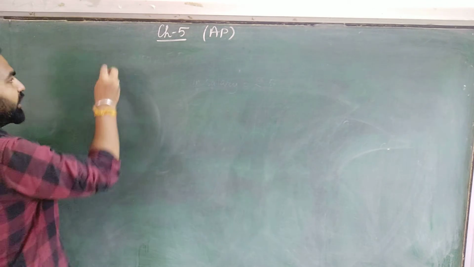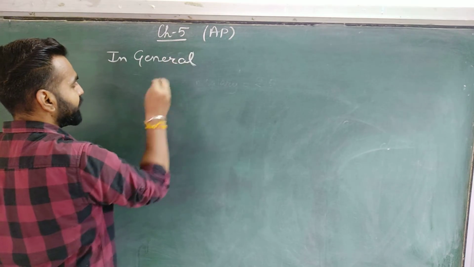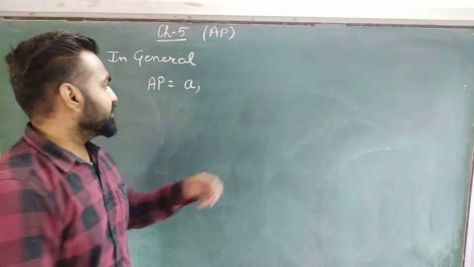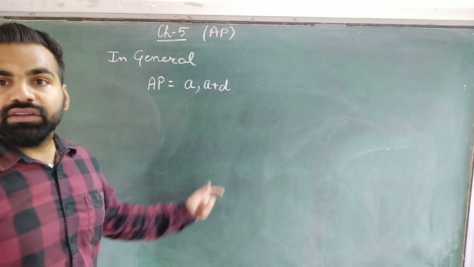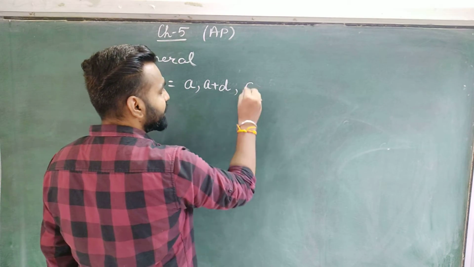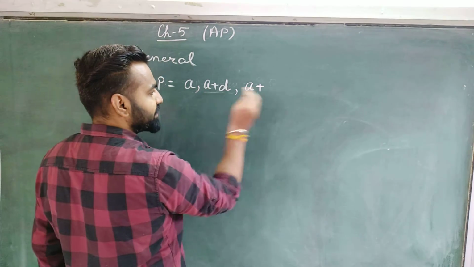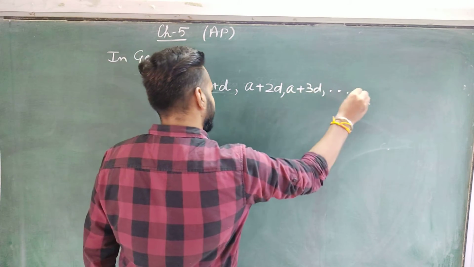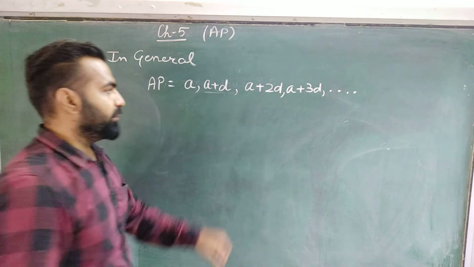Now let's see how a general AP looks. In general, AP can be written as a. The first term will be a. The next term will be a plus d. We will keep adding the common difference to the previous term. So the AP is a, a plus d. Next will be a plus, we will add d to the second term, a plus 2d. Next will be a plus 3d and so on. So this is the common form of AP.